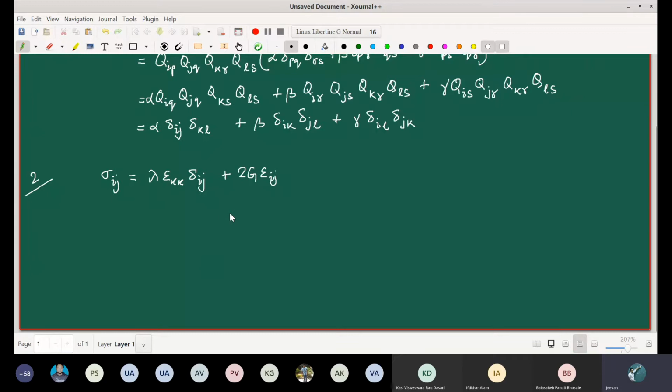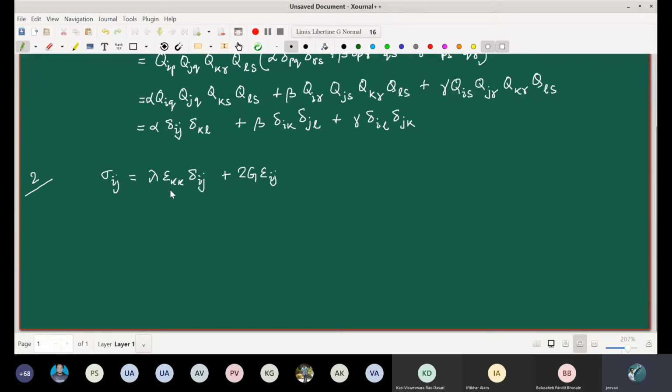It is asked that we should find out the epsilon ij in terms of the sigmas. So what is the challenge here? The challenge here is this first term. Suppose by some magic this first term was not present. Then it would have been a child's play to just take this twice g to the left hand side, and we could have simply written epsilon ij is 1 by twice g sigma ij. It would have been as simple as that. Unfortunately, because of the presence of this term, we cannot do such a simple thing.